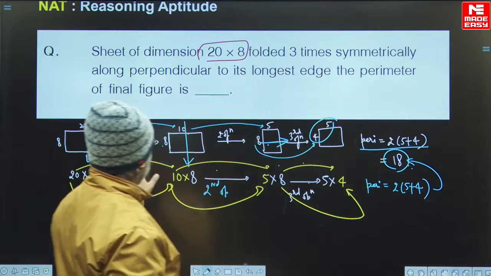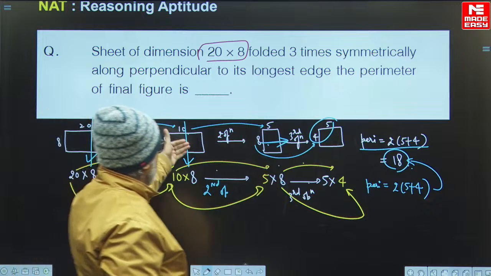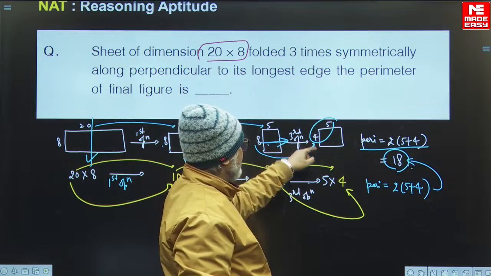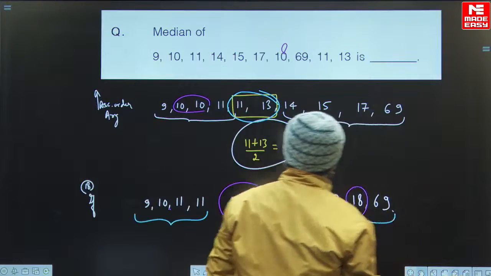Anyhow, this is again, please do remember, lengthy side will become half. Now 10 is the lengthy side, will become 5. Now 8 is the lengthy side, which will become 4, and perimeter will come out to be 18.